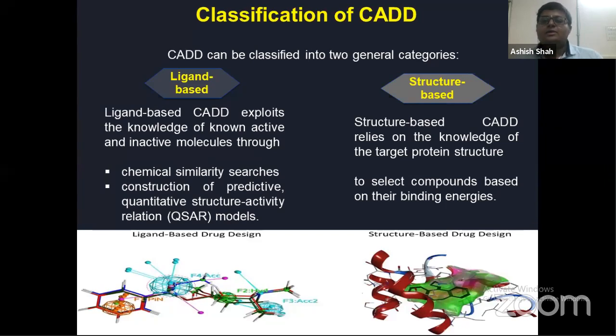Now the second one is structure-based drug design. When your protein is known, and if you go through the protein database now, many structures of proteins related to COVID-19 are reported. So in that situation, you can go for structure-based drug design as your protein is known, and then check various methods of structure-based drug design. So when your protein is known, you should go for structure-based drug design. If your protein is unknown, then you should go for ligand-based drug design.